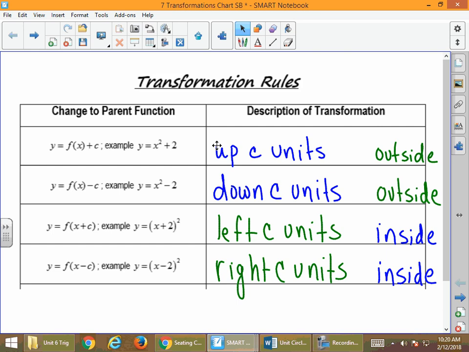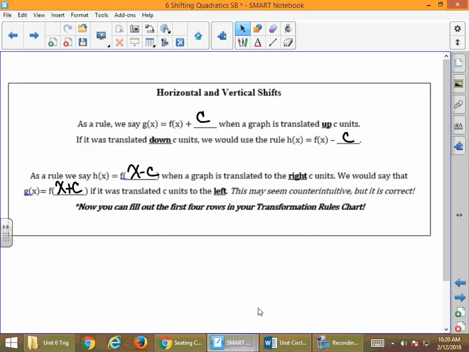As I said on our original notes, it's counterintuitive. The way I oftentimes think of it is when it's inside the function, it happens the opposite way of what you think is going to happen. When it's outside the function, it happens the way you think it's going to happen. Inside, it goes the opposite way. So let's go back to our original notes and turn them over.